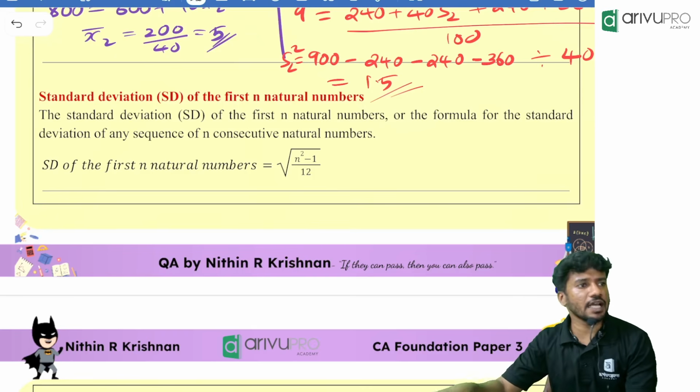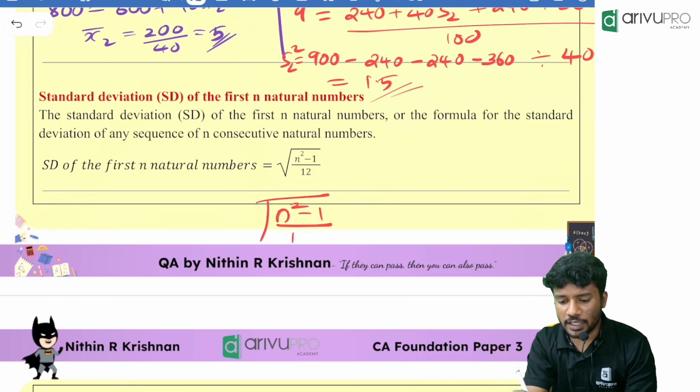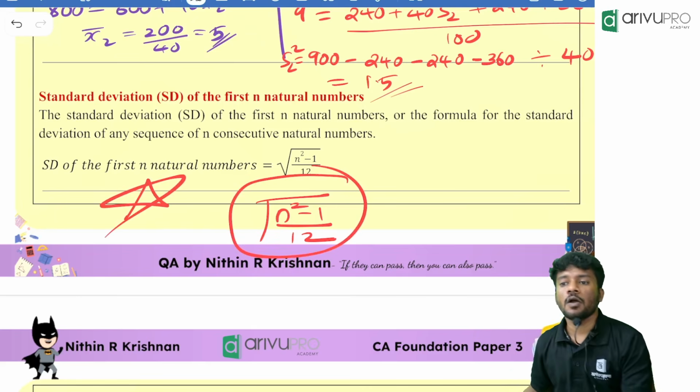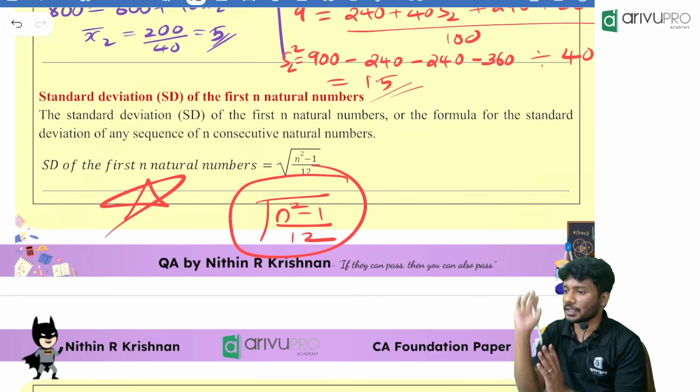The standard deviation of the first n natural numbers is nothing but the root of (n square minus 1) divided by 12. Make a note of it. Very, very important. What if they ask for the standard deviation of the first 9 natural numbers? 9 square minus 1 divided by 12. Then apply the root. You will get the answer.